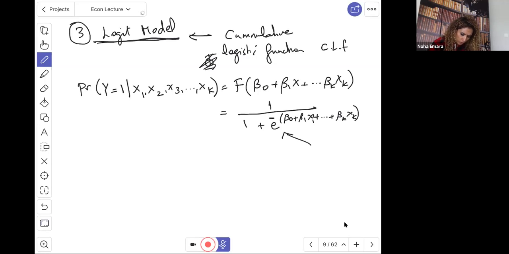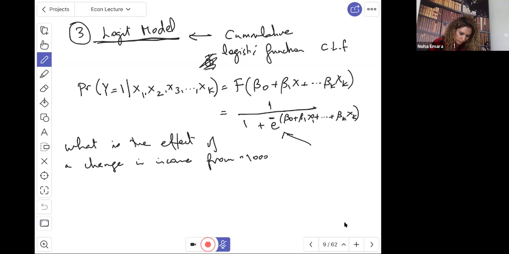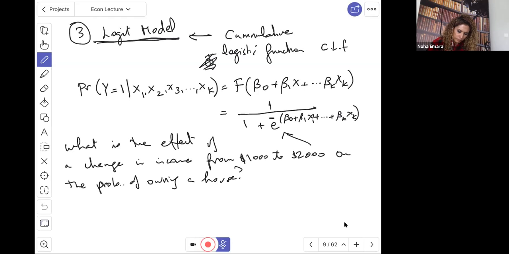Again, same question. What is the effect of a change in income from 1,000 to 2,000 on the probability of owning a house? Right? It's the same question.